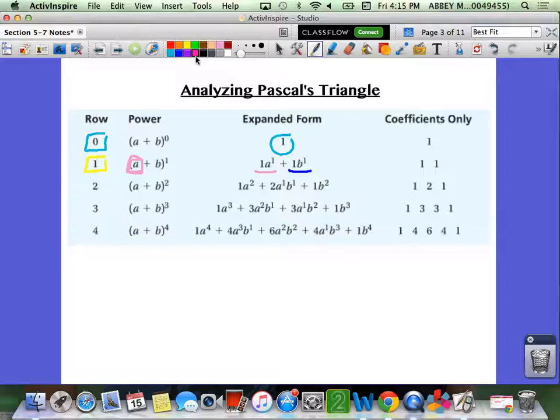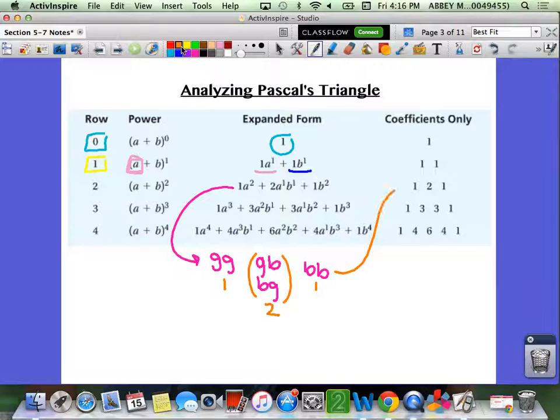Now, when I have 2 children, I have A plus B to the 2nd power. Well, I'm going to come down here and write this out for you. I could have 2 girls. I could have a girl and then a boy. Or could I have a boy and a girl? Yeah, those are the same situations. Or I could have 2 boys. So, as you can see, this is one scenario, this is 2 scenarios, and this is one scenario. So this relates directly to our coefficients.